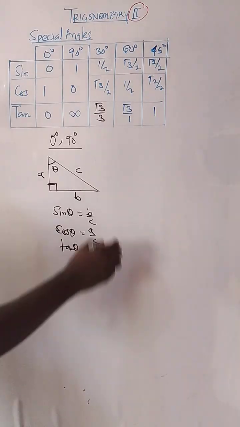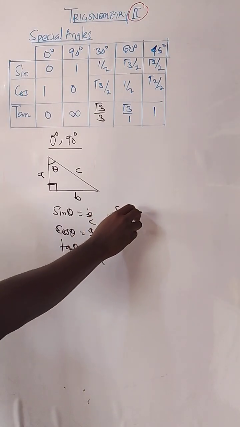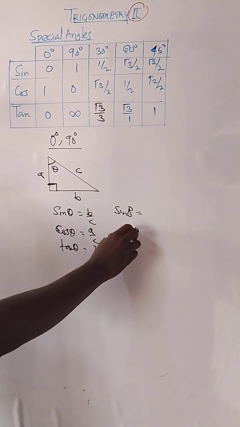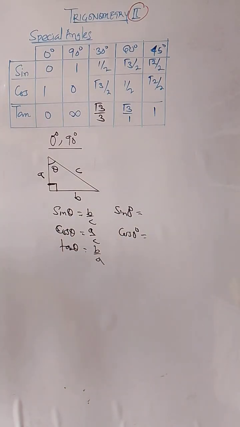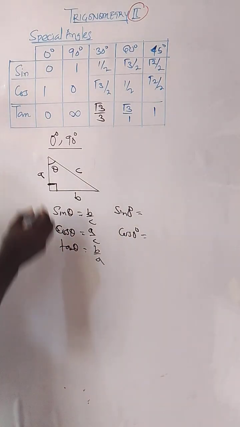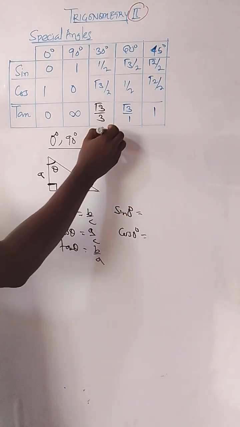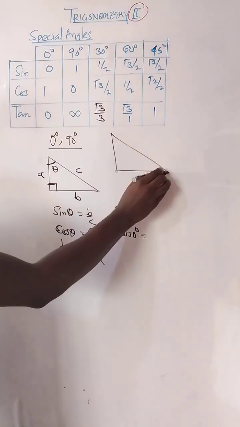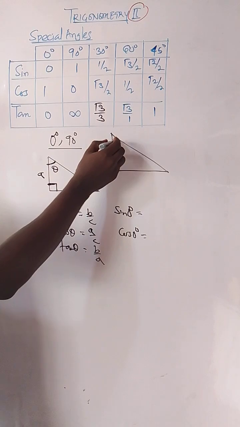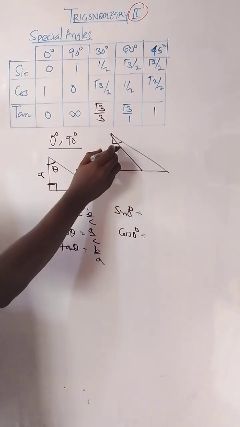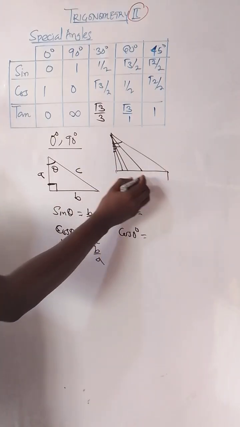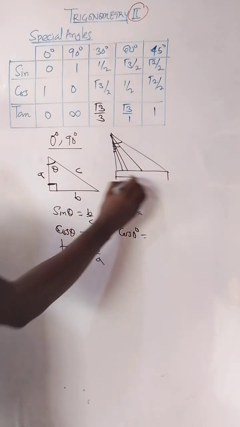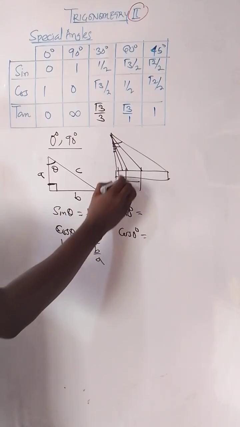Now, from here, what will be sine 0? What will be cos 0? What will be tan 0? If you know sine and cos, you know tan, so I'll leave out tan. So what is sine 0? For this angle to be 0, what must happen? Look at this. This is theta. Theta is getting smaller, and as theta gets smaller, this side is reducing. It was like this before, now like this, now like this.